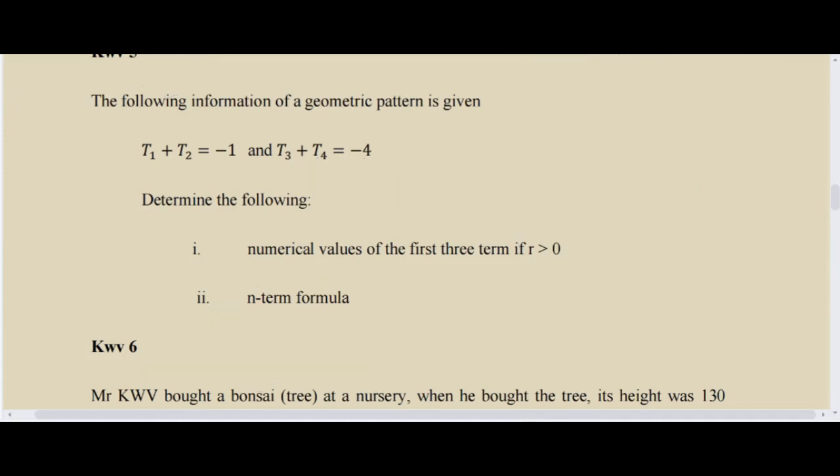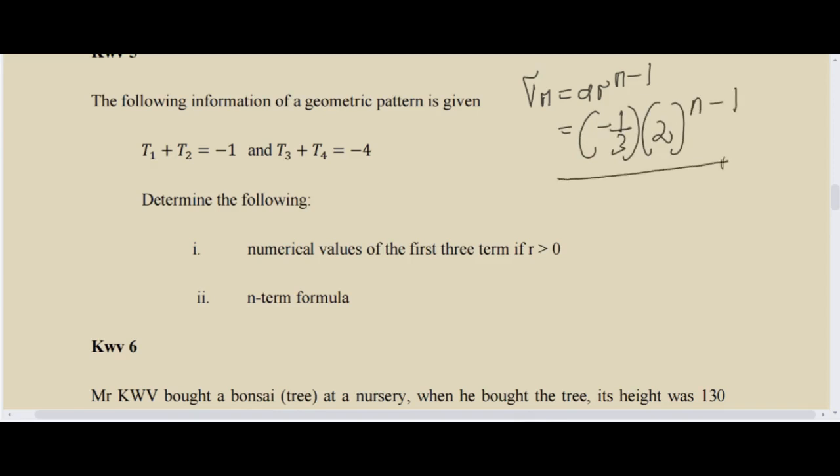Number 2 says determine the nth term formula. To get the nth term, Tn is equal to AR to the n minus 1. What is our A? We calculated negative 1 over 3. Then what was our R? It is 2. And then we have n minus 1. So that's all we needed to do for our Tn.